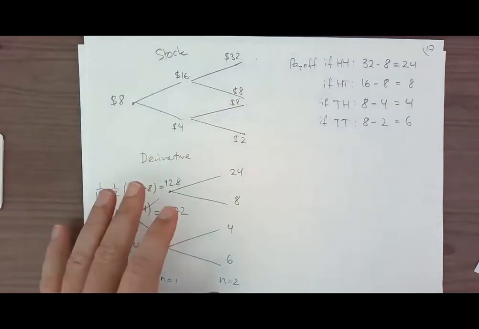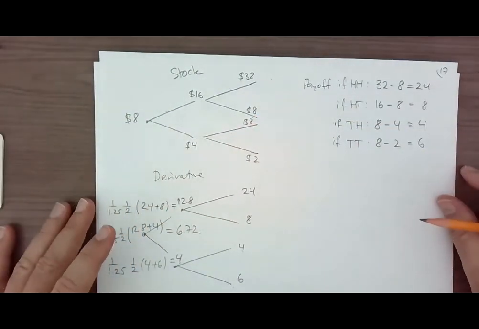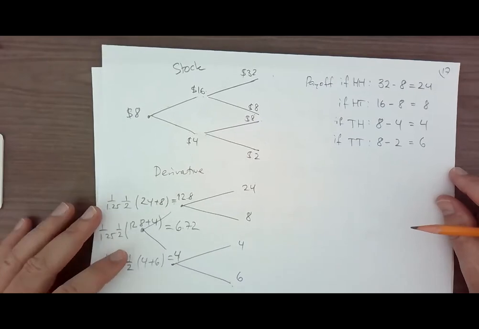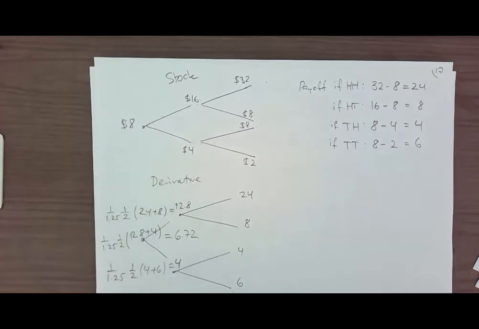So whenever you see a max and a min, do yourself a favor and draw the tree with all the branches. Don't make it recombining. Any questions before we move on?